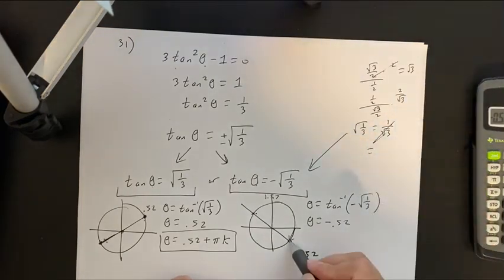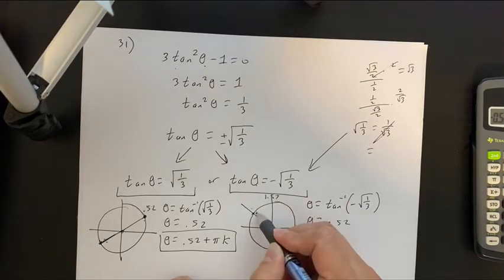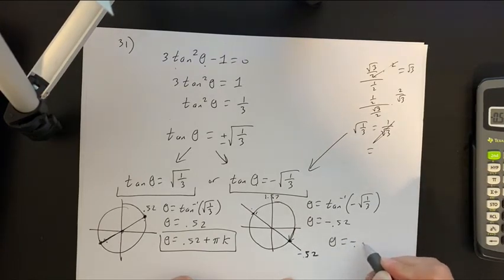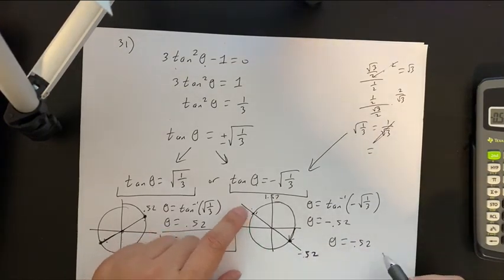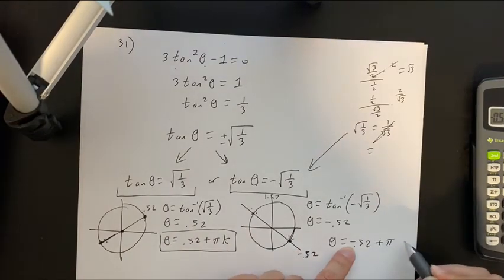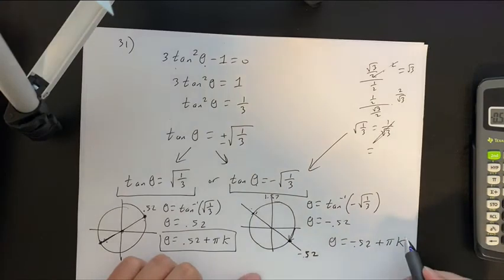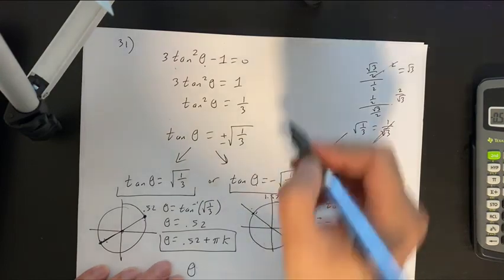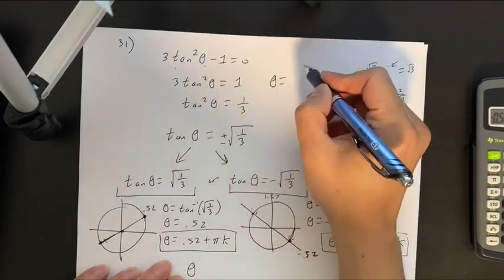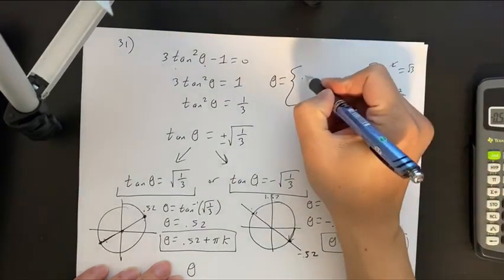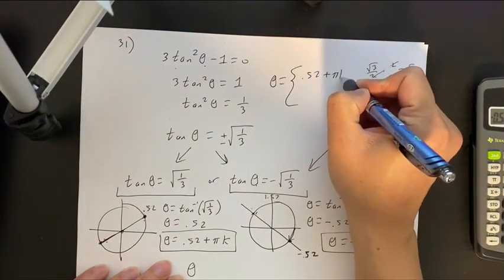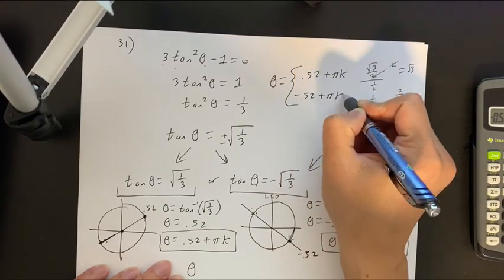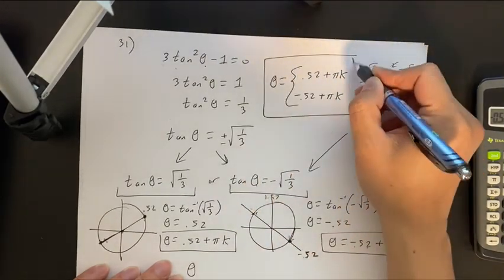In order to get that second position, you add a pi. You add another pi, you get back to the first position. So in order to generate both of these positions, you start with this value and you add any multiple of pi. So the final answer for this problem would be the 0.52 plus any multiple of pi, the negative 0.52 plus any multiple of pi. Okay.